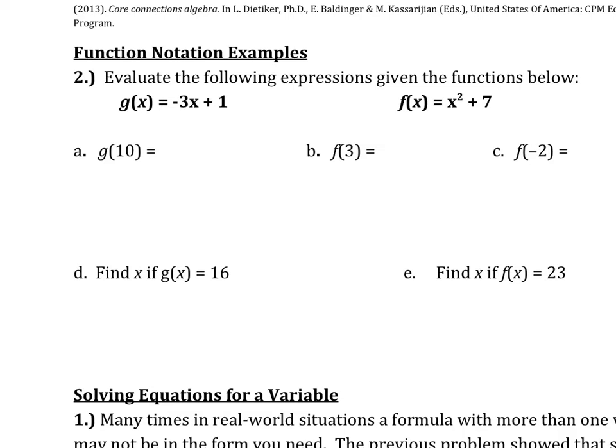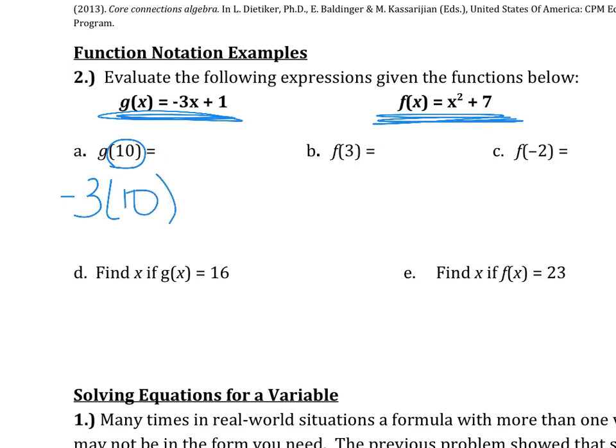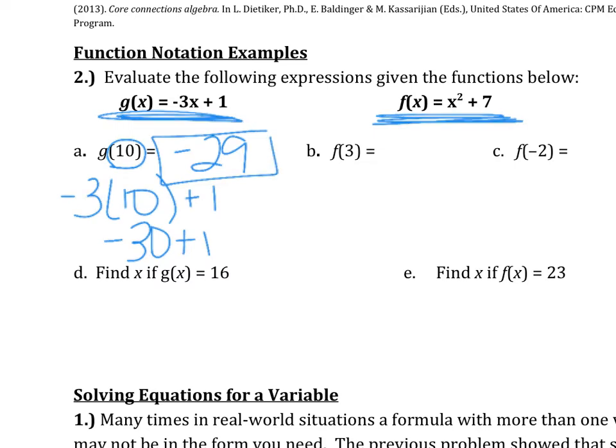You're going to be given a function. So for example, g of x is negative 3x plus 1. Or if we're given f of x, that's x squared plus 7. And we're going to be given a number in parentheses. So for example, for A, we're going to do g of 10. So that means we're going to take the g function, which is negative 3x plus 1, but instead of negative 3x, we're going to do negative 3 times 10 plus 1. We're going to calculate, so we get negative 30 plus 1, which will give us negative 29. So we are replacing the x with 10 for letter A.